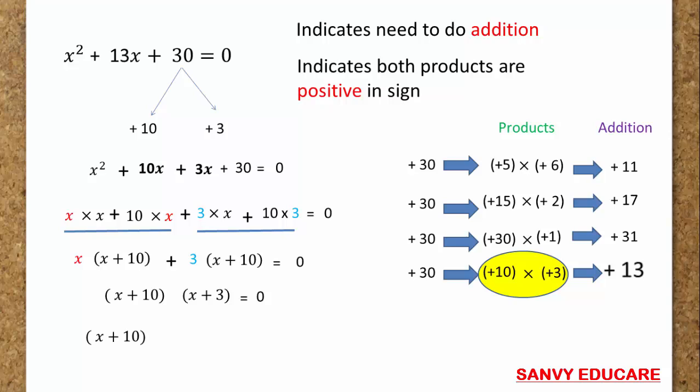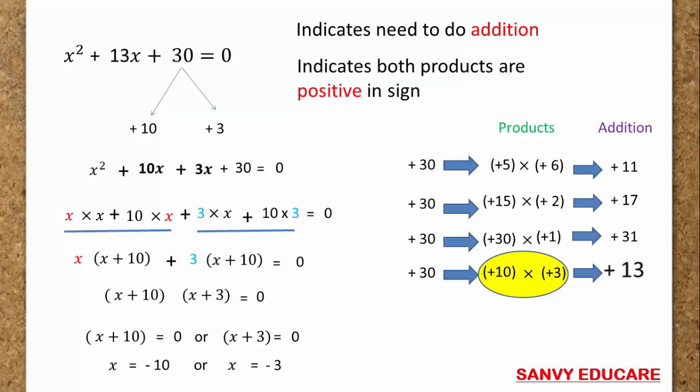Next step: x plus 10 is equal to 0 or x plus 3 is equal to 0. Now x is equal to minus 10 or x is equal to minus 3. The positive 10 is shifted to the other side, that's why we get minus 10, and 3 is also shifted to the other side, so we get negative 3. So x equal to minus 10 and x equal to minus 3 are the solutions of the given quadratic equation.